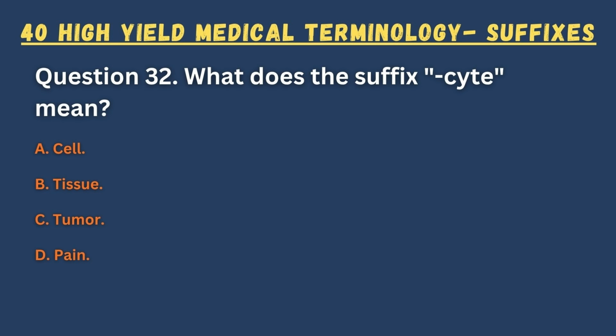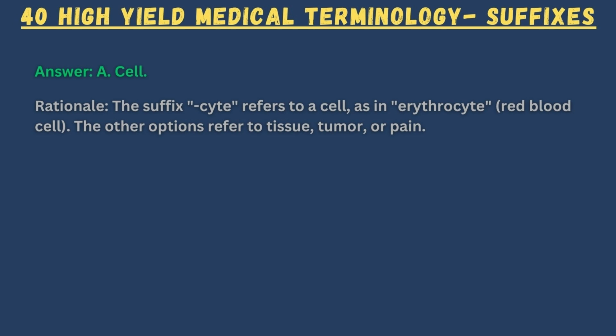Question 32. What does the suffix cyte mean? A. Cell. B. Tissue. C. Tumor. D. Pain. Answer: A. Cell. Rationale: the suffix cyte refers to a cell, as in erythrocyte, red blood cell. The other options refer to tissue, tumor, or pain.